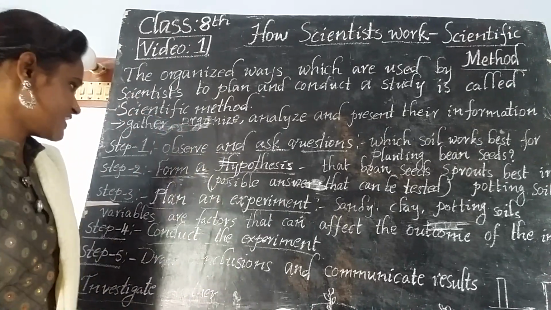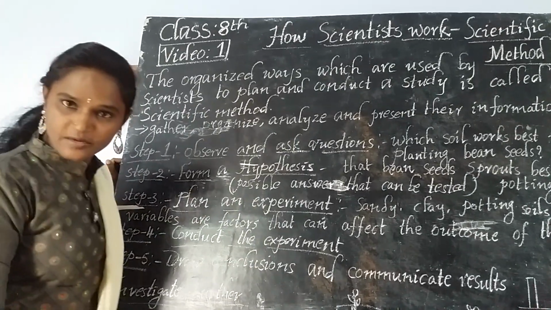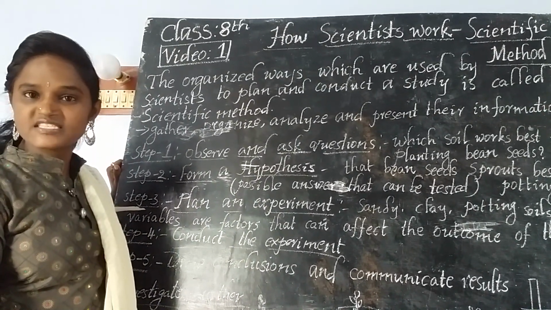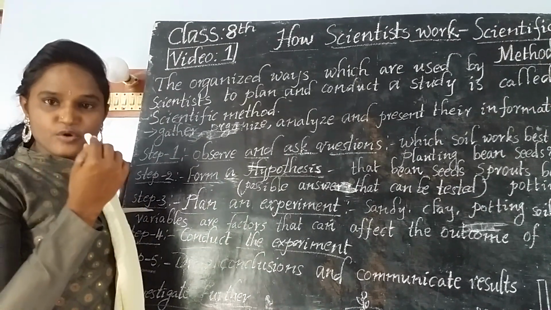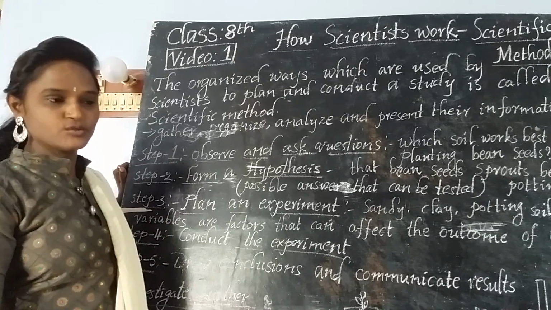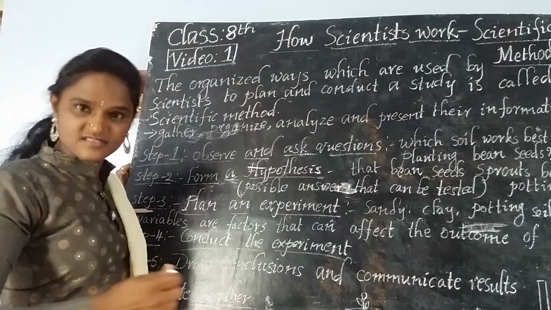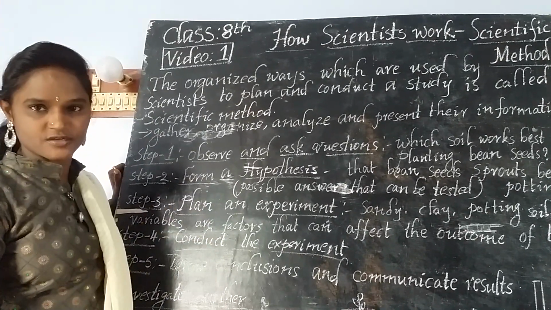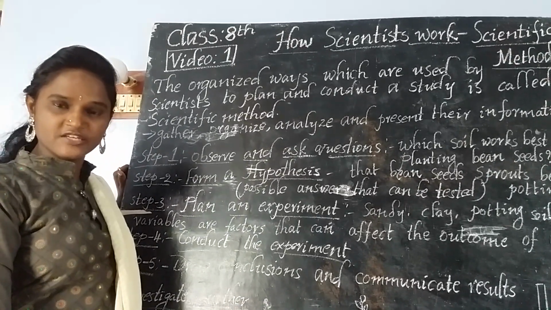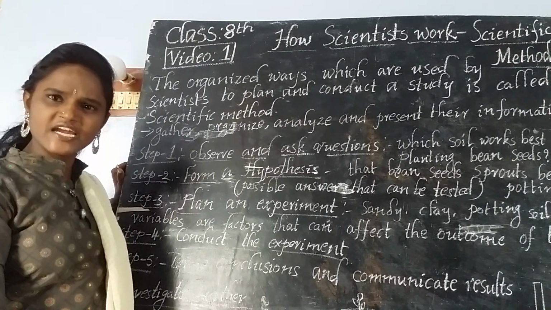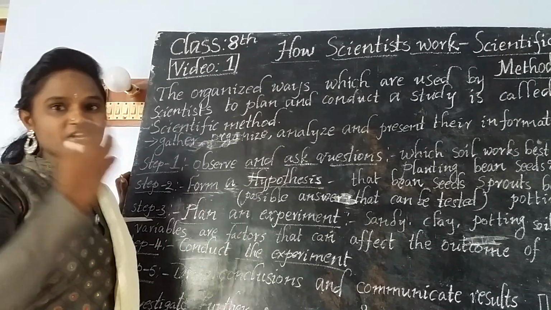The first step is observe and ask questions. How can we observe the nature? By using our senses. What are our senses? Our eyes, ears, nose, tongue, skin. By using these sense organs, we are able to observe the nature. While we are observing the nature, we may get many doubts. In our mind, many questions arise.